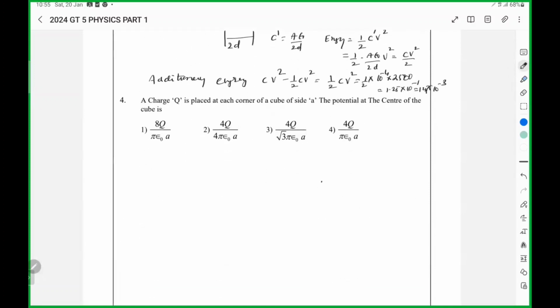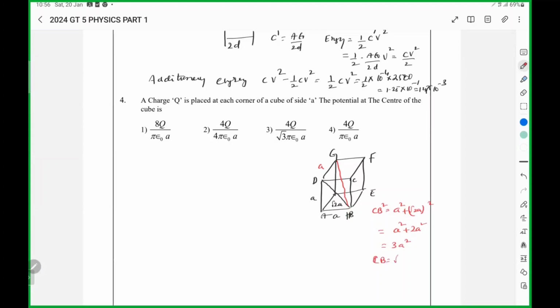Here it is a square of side A. The face diagonal will be root 2 A. Cube diagonal: here the body diagonal square is a square plus root 2a whole square, which is 3a square, so root 3 a.